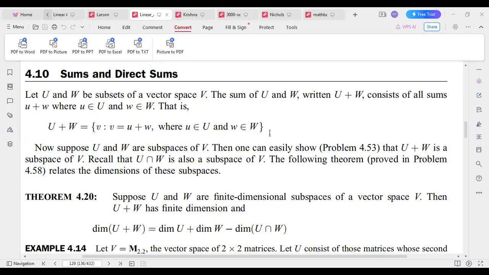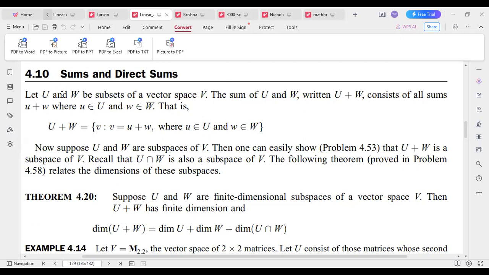Now another definition: sums and direct sums. Let U and W be subsets of vector space V. The sum of U and W, written as U plus W, consists of all sums small u plus small w, where small u belongs to capital U and small w belongs to capital W. That is, U plus W can be written as the set of v such that v equals u plus w, where u belongs to U and w belongs to W.